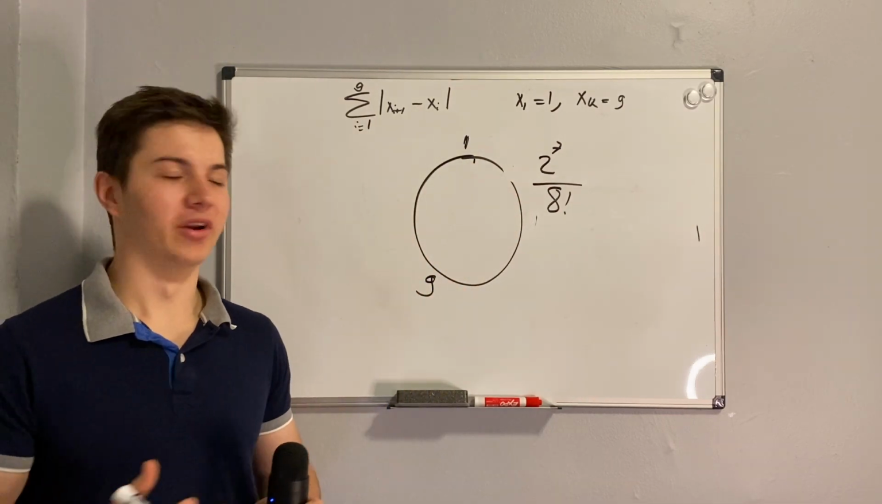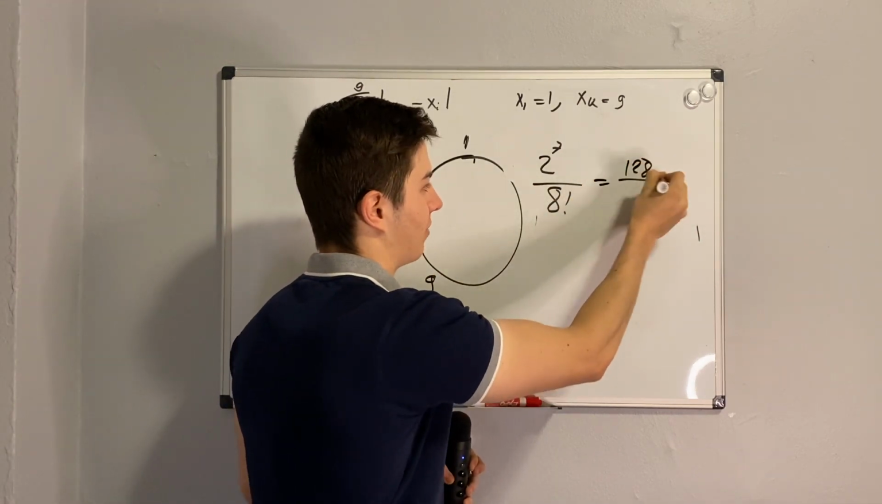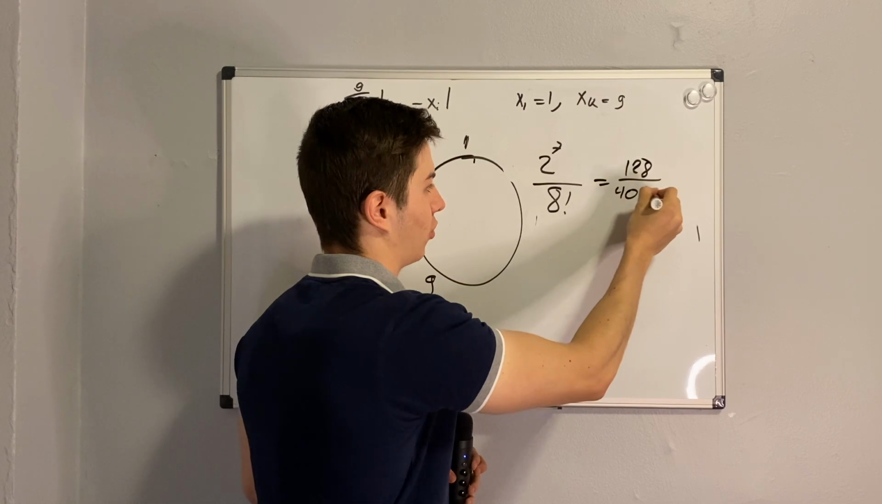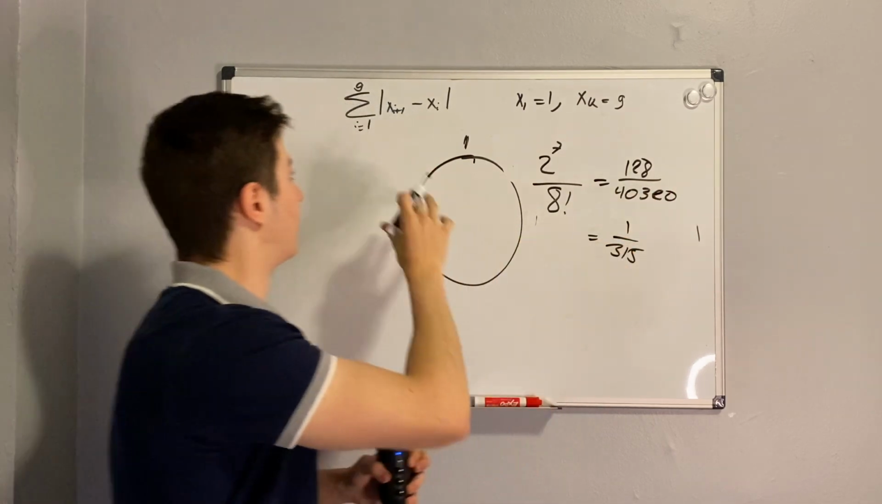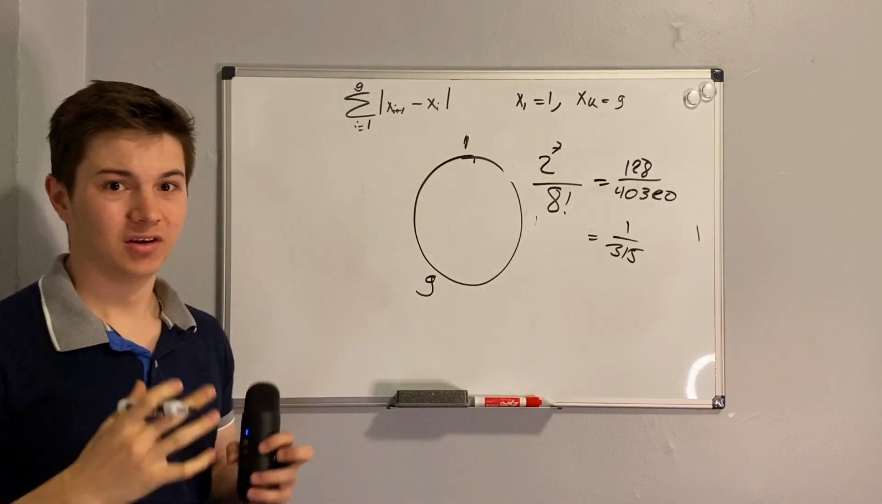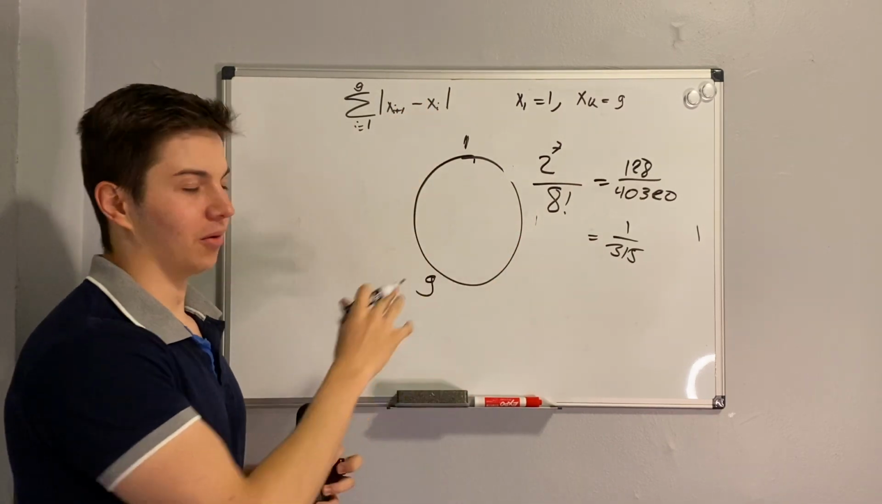All right, so now if you want to evaluate this, this is actually just 128 divided by 40,320, which is 1 over 315. So the probability that we actually get the sum of 16 is 1 over 315 for any arrangement of the numbers around the circle.